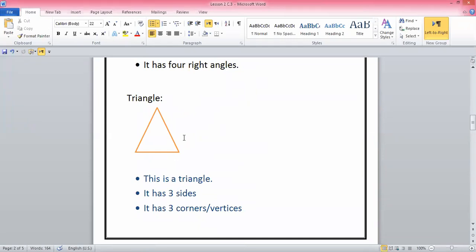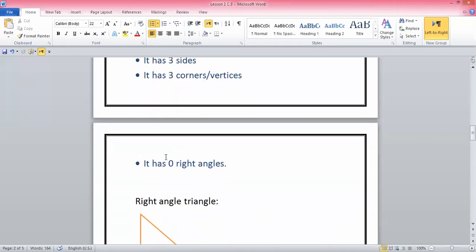Then we studied about the triangle. A triangle is a 2D shape which has 3 sides and 3 corners. So look at this, 1, 2, and 3 sides. So it has 3 sides and 1, 2, 3 corners, 3 vertices. But if you see this triangle, there is no right angle. So it has 0 right angles, right?